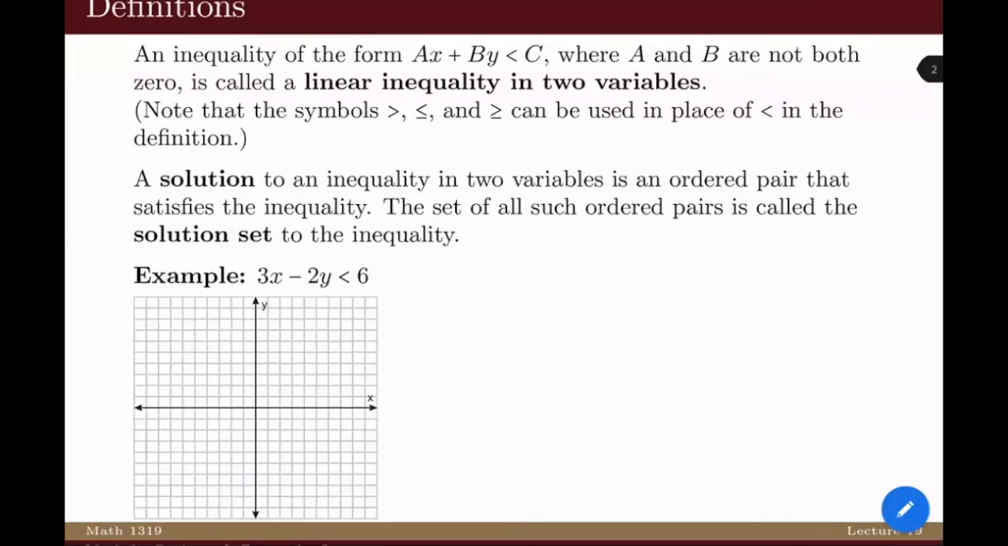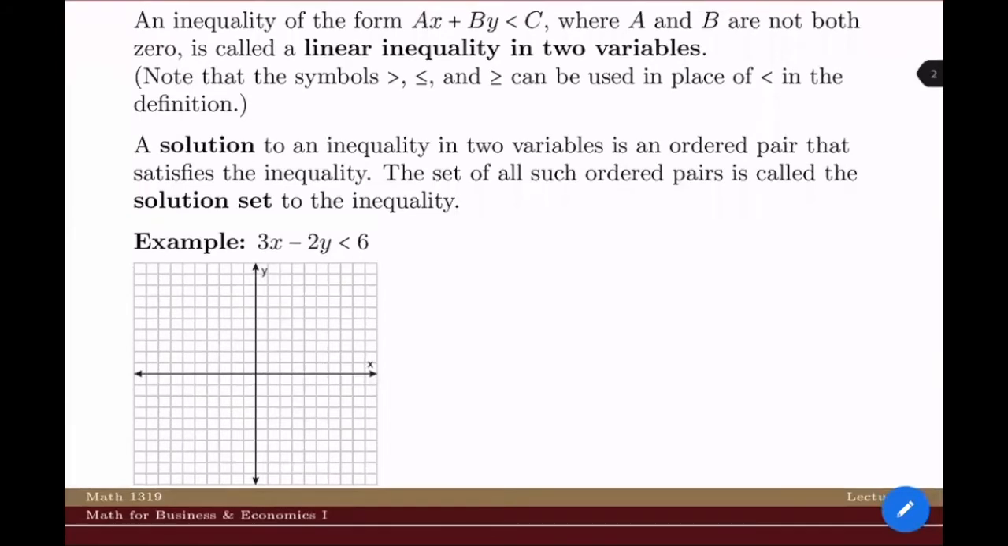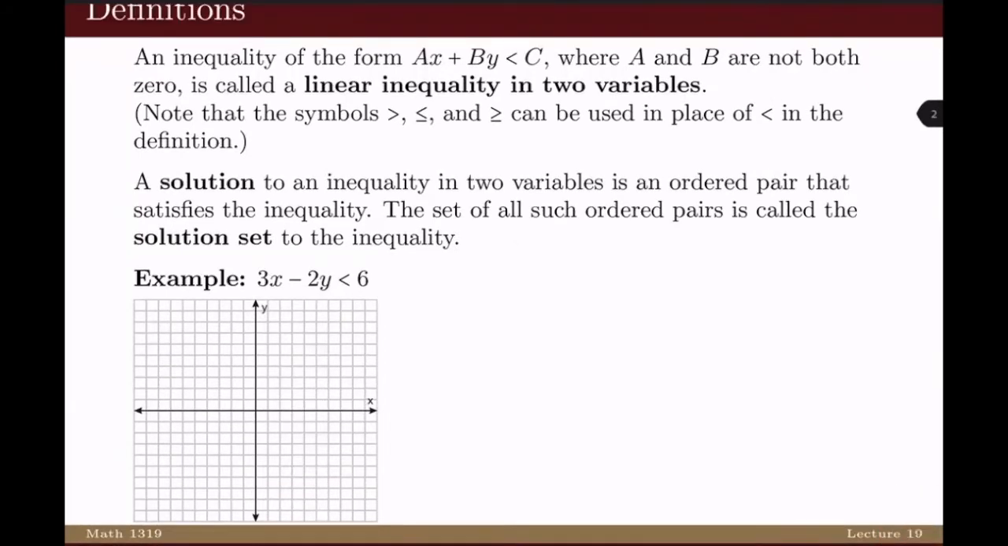And we're going to do an example first. We're going to sketch the graph of 3x minus 2y is less than 6. So the first thing we want to do is sketch the actual line. To do that, I'm going to put it into slope-intercept form. So we have 3x minus 2y equals 6, which means negative 2y equals negative 3x plus 6. So we get y equals 3 halves x minus 3.